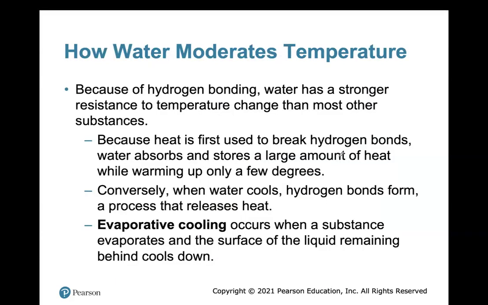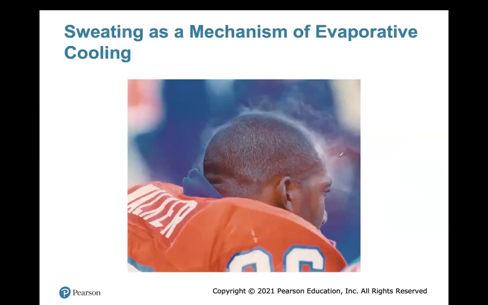How water moderates temperature. Because of hydrogen bonding, water has a stronger resistance to temperature change than most other substances. And because heat is first used to break hydrogen bonds, water absorbs and stores a large amount of heat while warming up only a few degrees. Conversely, when water cools, hydrogen bonds form, which is a process that releases heat. And evaporative cooling occurs when a substance evaporates and the surface of the liquid remaining behind cools. You can see that evaporative cooling happening there.